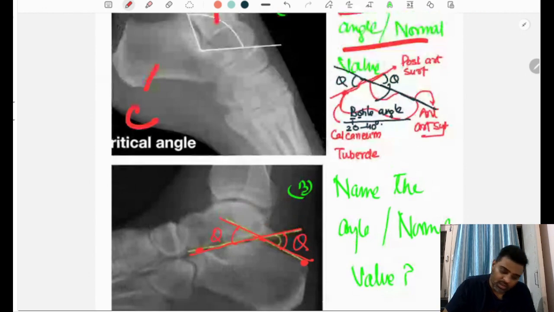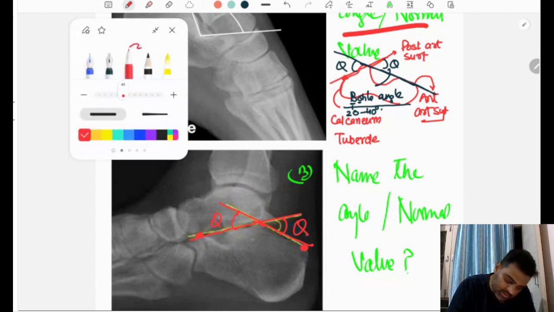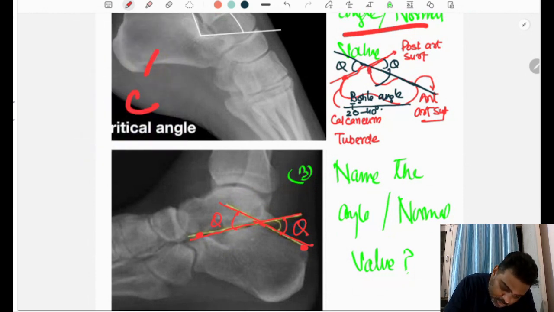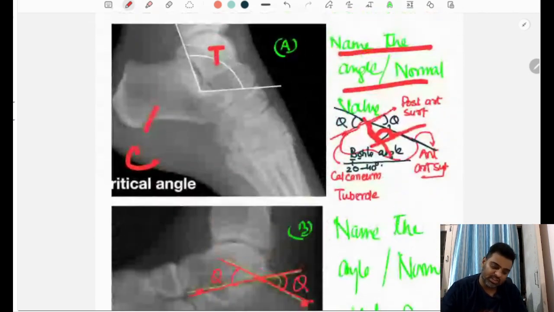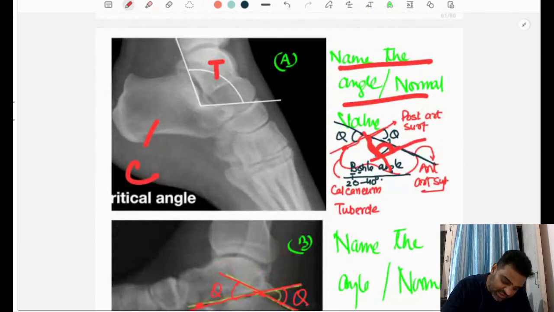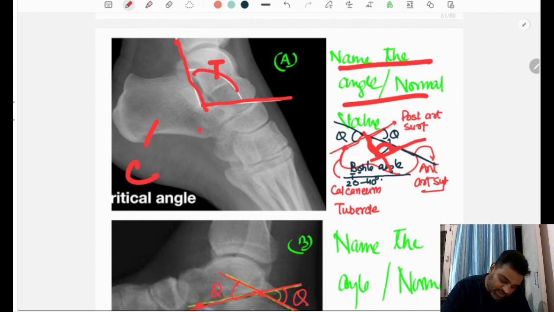Now, I have already told you this is the posterior articular surface, this is the anterior articular surface, and this is the slope of the posterior articular surface. If we draw a line through the anterior slope and posterior slope, the angle between them is known as Gisane angle. This is the anterior articular surface slope, this is the posterior articular surface, and the angle between them is known as Gisane angle. And the normal value is 120 to 140 degrees.